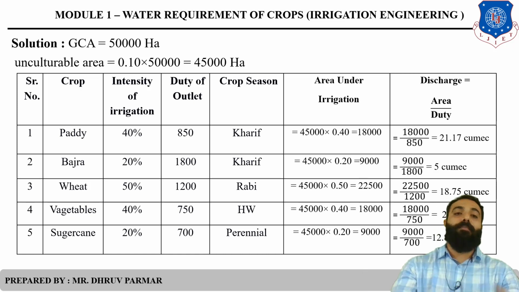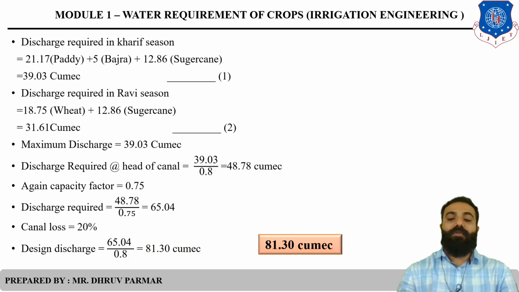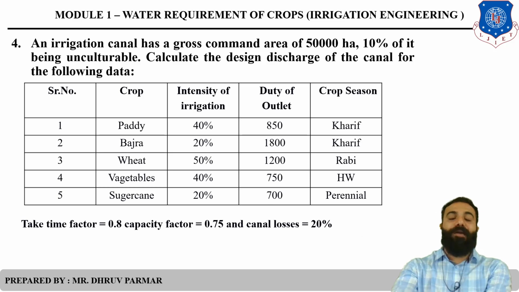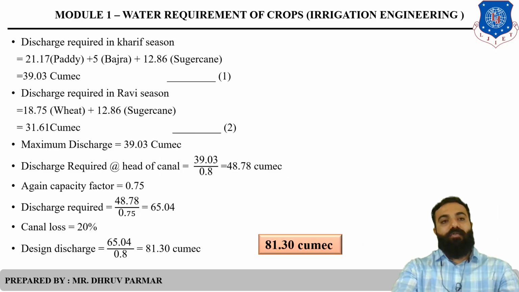Clear? So next step, we separate on the basis of season. So discharge required in Kharif season. There are three types of crop in Kharif: first one paddy, second one bajra, and perennial, that's sugarcane. Perennial means, you know, throughout the year. So we add it into Kharif season. So 21.17 plus 5 plus 12.86, that called 39.03. Same for Rabi season: wheat and sugarcane. Clear? We get 31.61. In this example, vegetable is neglected. So the maximum discharge between Kharif and Rabi season is Kharif, so we consider the maximum discharge of Kharif season, which is 39.03.